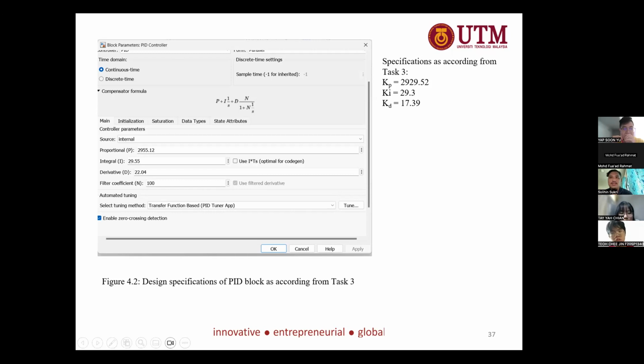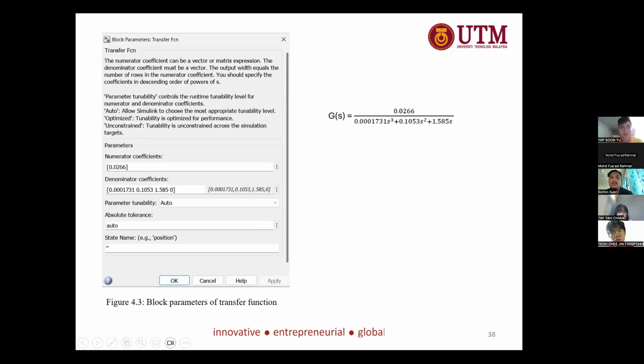Next slide for the parameter for the transfer function. Is the slide moving? Okay, now is it moving? Okay, so this one is for the transfer function we got from task 1. Yeah, moving already. So this one is the parameter we got from task 1. And then we continue. Next slide.